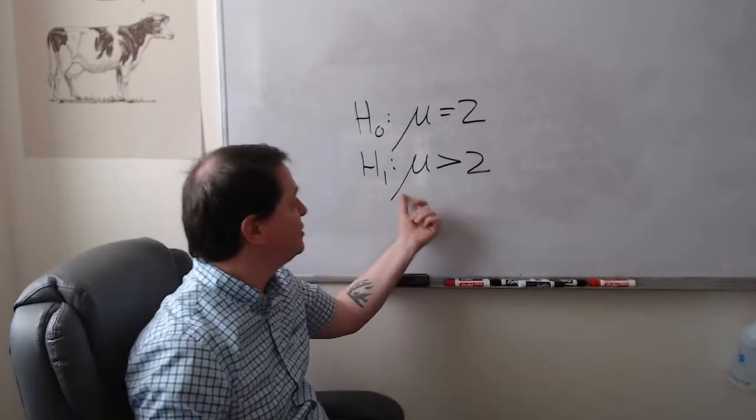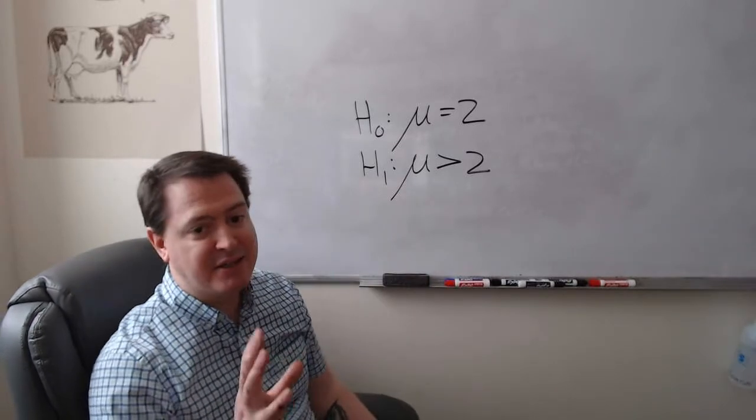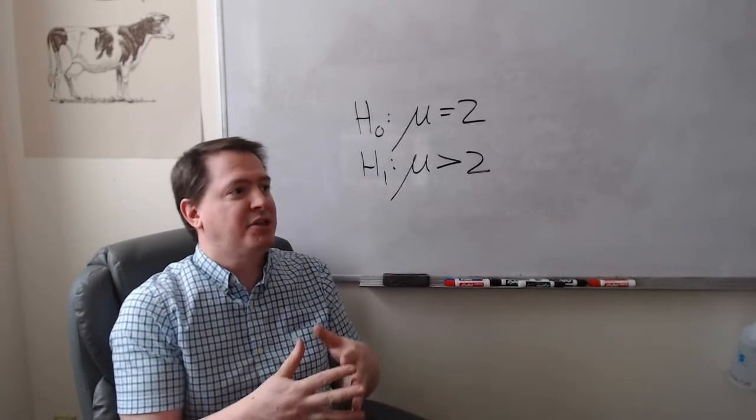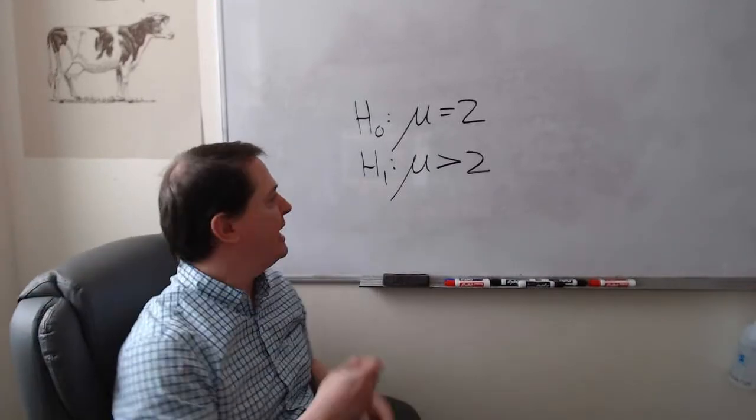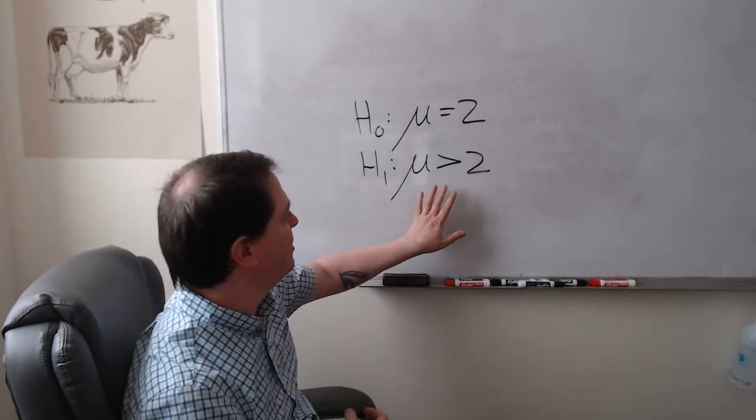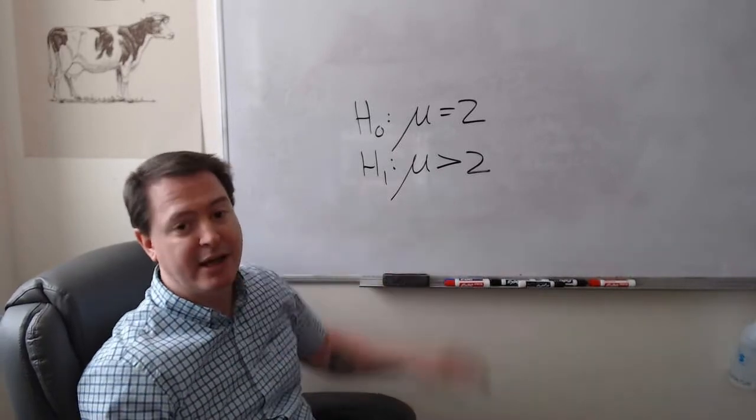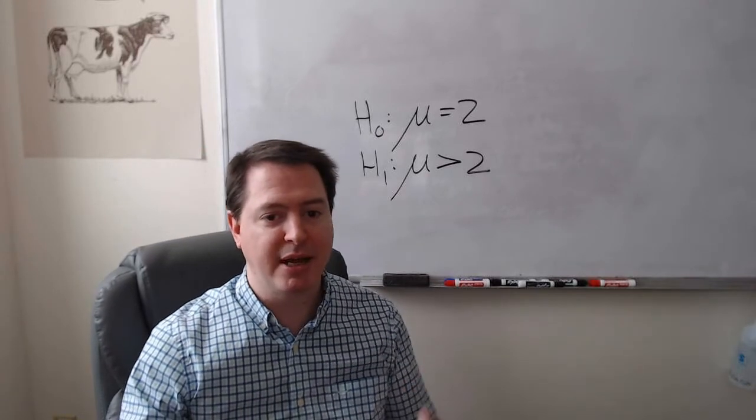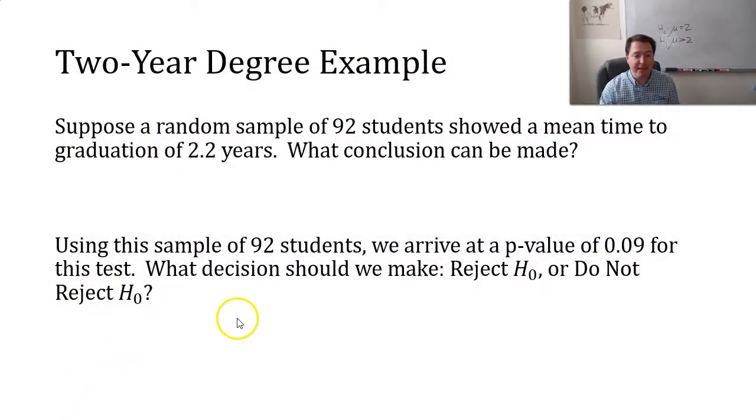96 students at 2.2 years for an average, is that enough to say that 2.2 years isn't just random chance from my sample? I didn't just happen to get people that took longer than 2 years. It's that we've got enough evidence here to actually support that the mean for all graduates is actually more than 2 years. All right, that's what we're doing here. And I can't do that with just a single sample mean by itself. What I need is a p-value and a significance level. That's how I make conclusions.